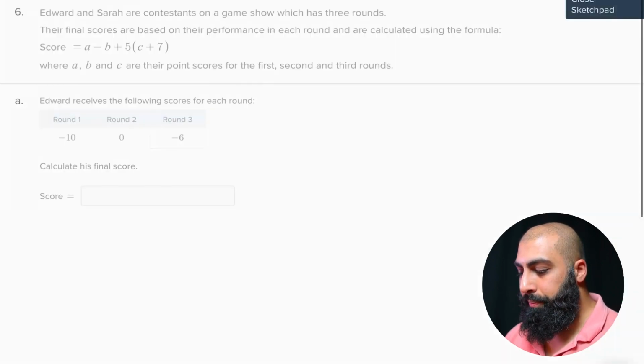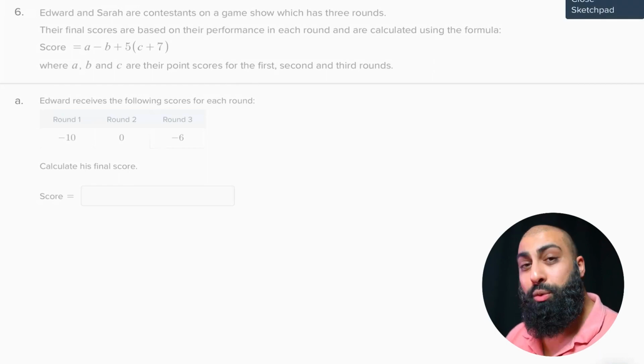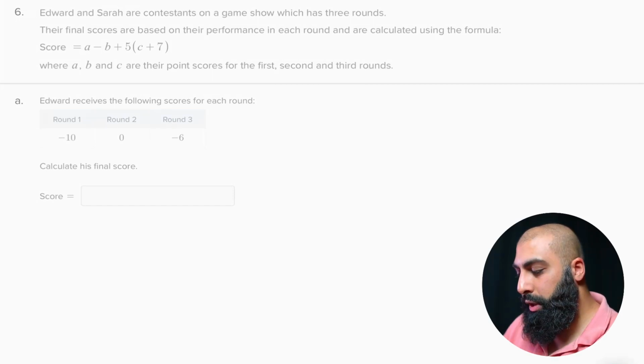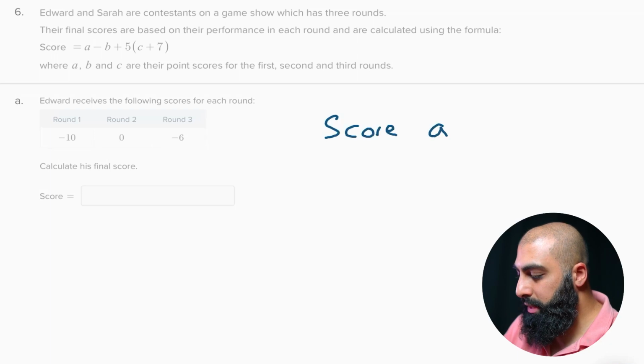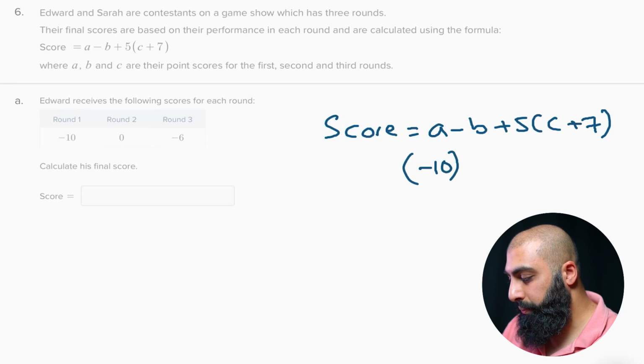It says Edward receives the following scores on each round. Round 1, minus 10 points. Round 2, 0 points, and round 3, minus 6 points. Calculate his final score. Okay, so we have Edward's score as A minus B plus 5 bracket C plus 7. So let's substitute our values in here. We have A, which is round 1, minus 10. We have B, which is 0, plus 5 times, and we had C, which is minus 6, plus 7.